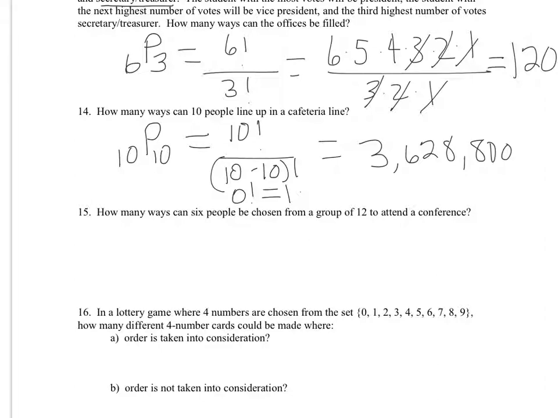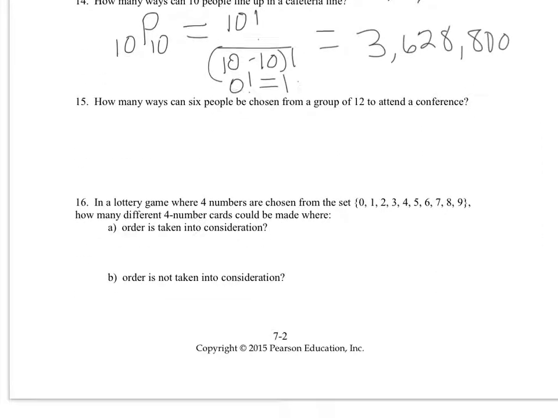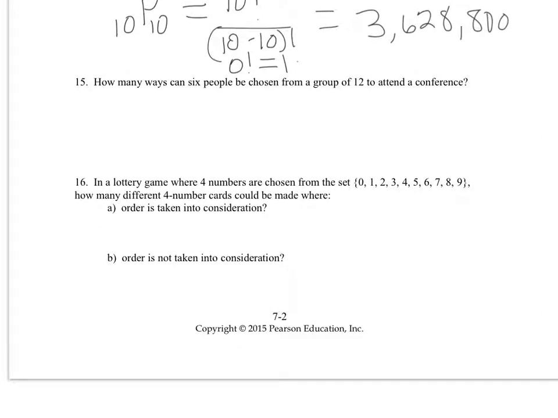Okay, now here's another one. How many ways can 6 people be chosen from a group of 12 to attend a conference? Now, if there's going to be 6 people chosen to attend a conference, will order matter on how their names are listed on the registration form? No, it really won't. Those are just going to be the 6 people who are going. That means this has got to be a combination.